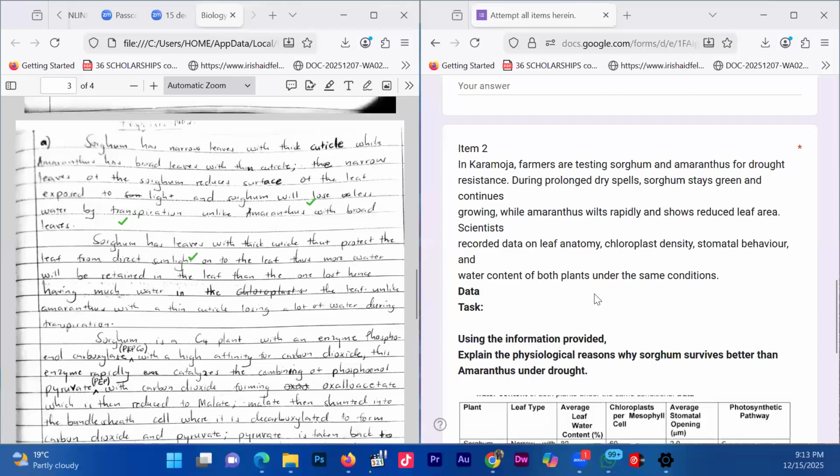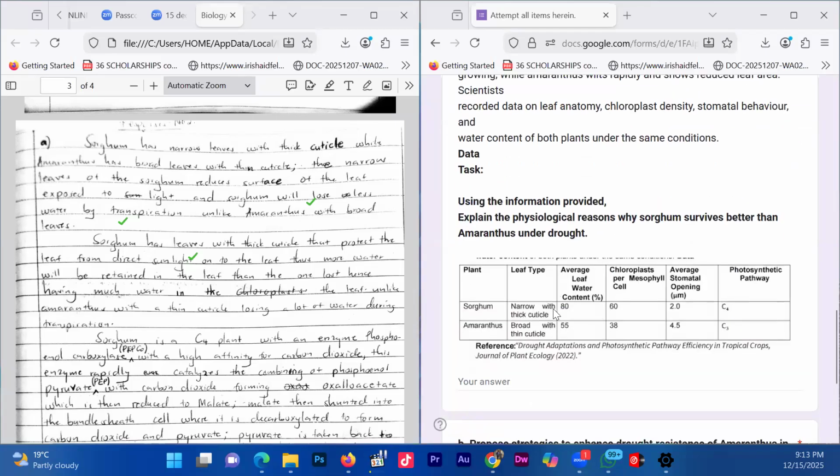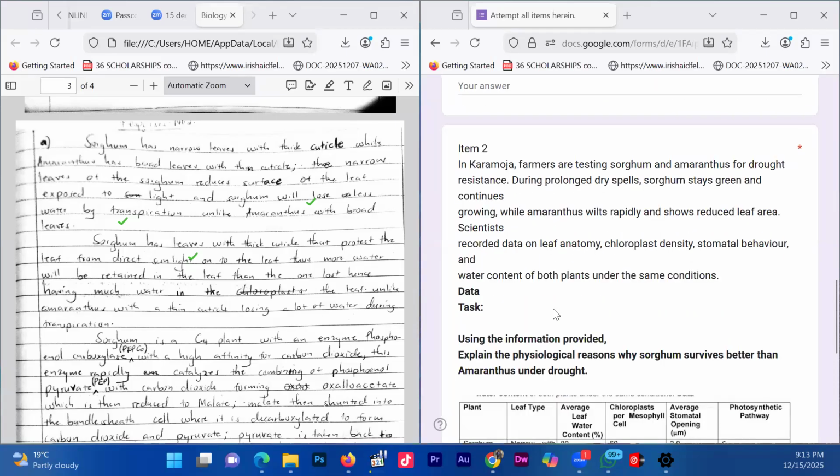Let's move on to item two. I wanted us to finish number two by 9:20. Farmers are testing sorghum and amaranthus for drought resistance. The sorghum stays green, amaranthus wilts. We shall finish.